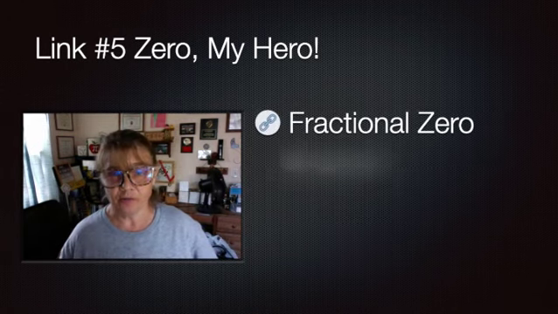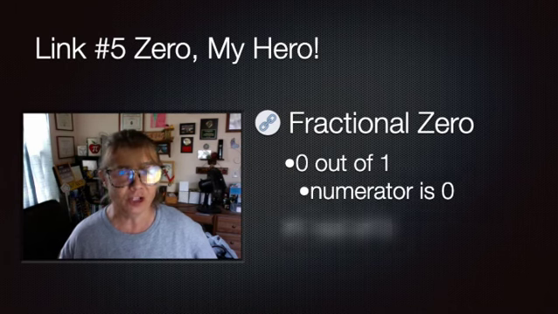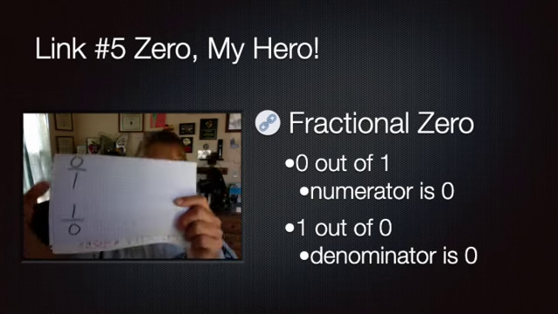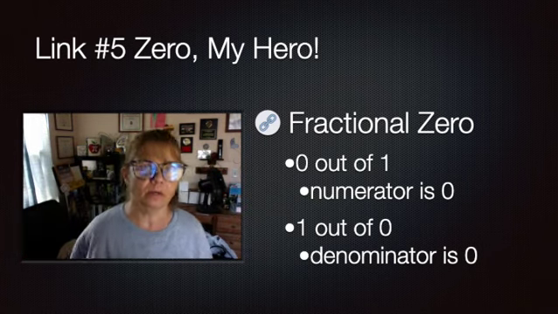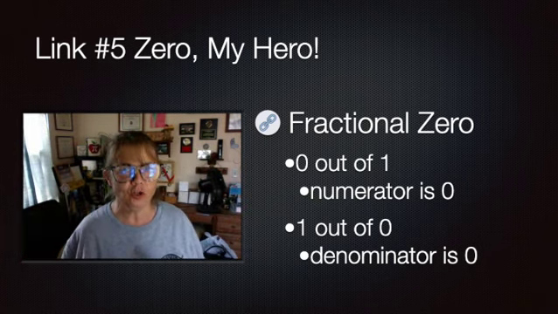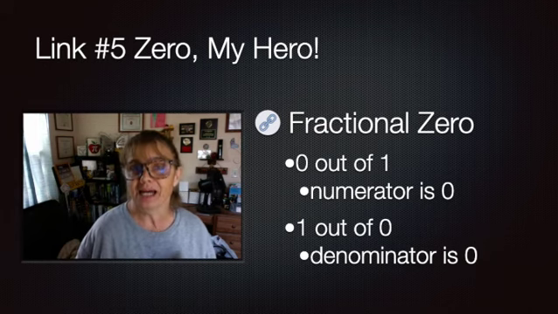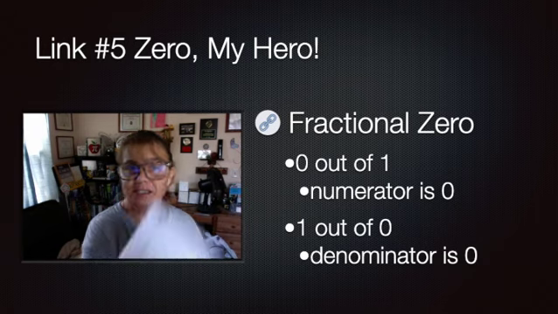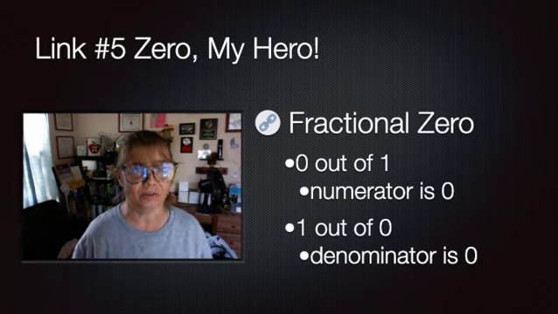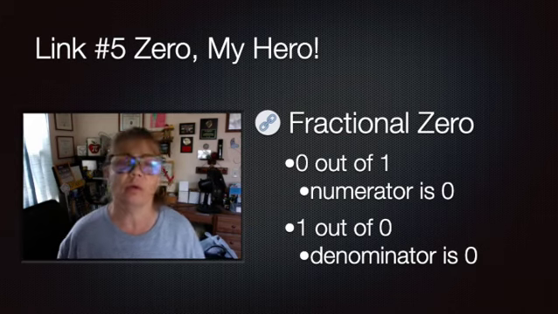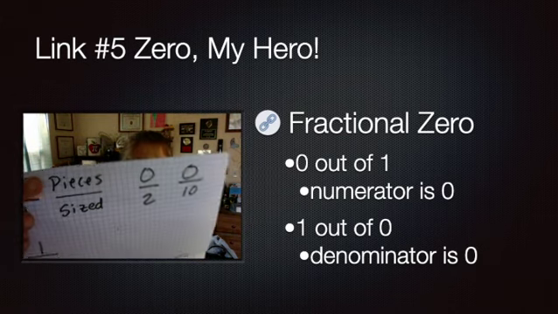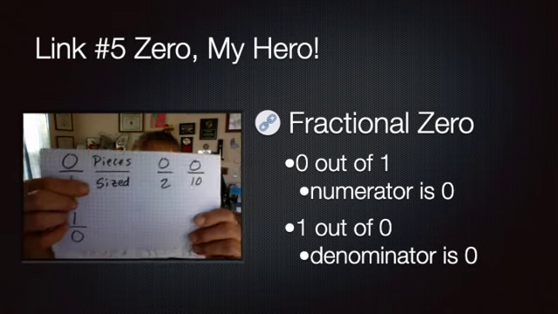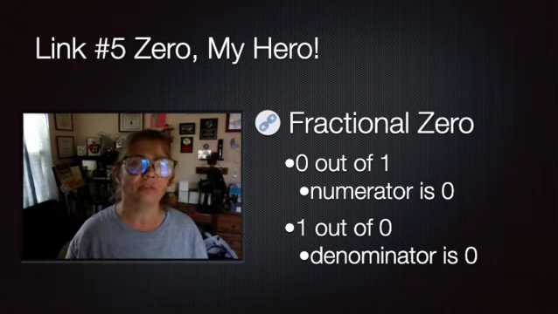Link number 5 for Zero My Hero is all about fractions and zeros, when there is a 0 in the numerator and when there is a 0 in the denominator. And really, it's understanding what the numerator and the denominator mean, and then you can understand which one actually exists and which one can't exist. So if you remember in a previous video on fractions, you know that the numerator is the number of pieces that you have in your fraction. The denominator is the size of those pieces.